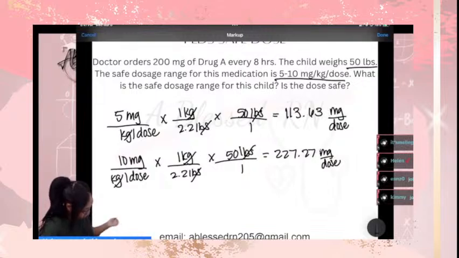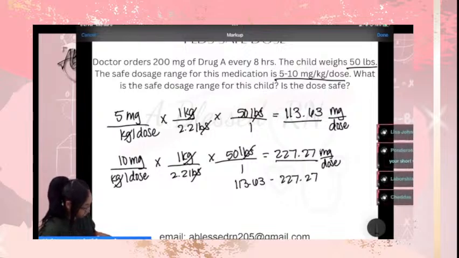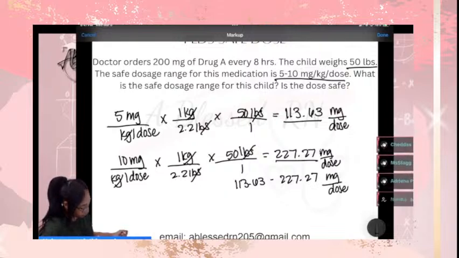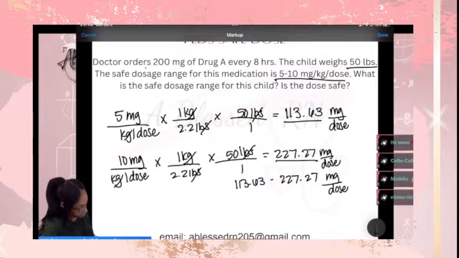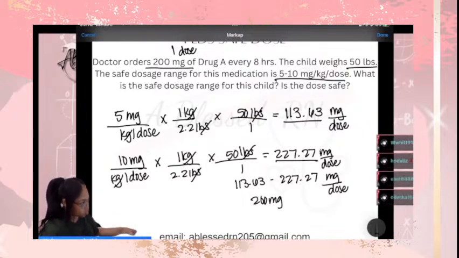All right. So now this is our safe dose range. So anything at or in between these numbers per dose is what we would give our patient. So look, this one says 200 milligrams of drug A every 8 hours. So this is one dose. Okay. So 200 milligrams is what's ordered. Is this a safe dose?